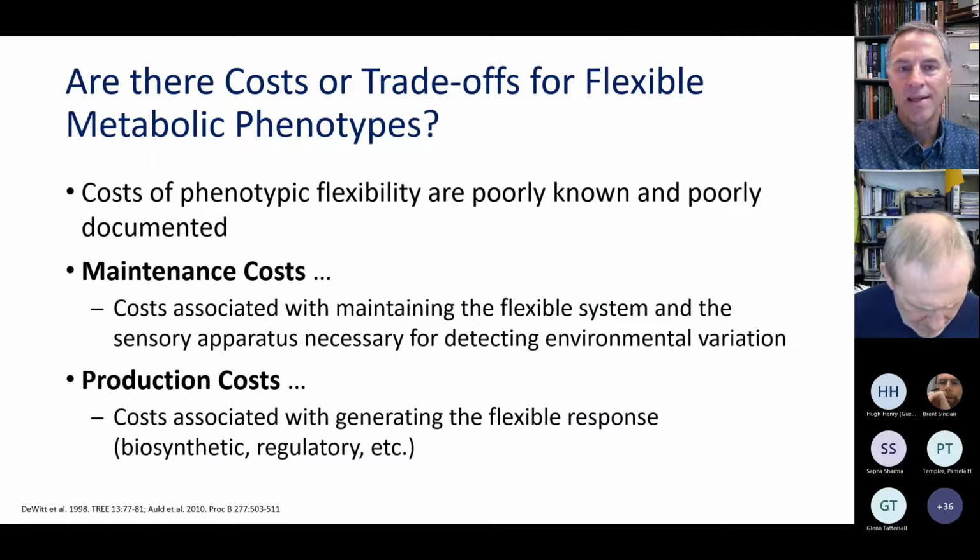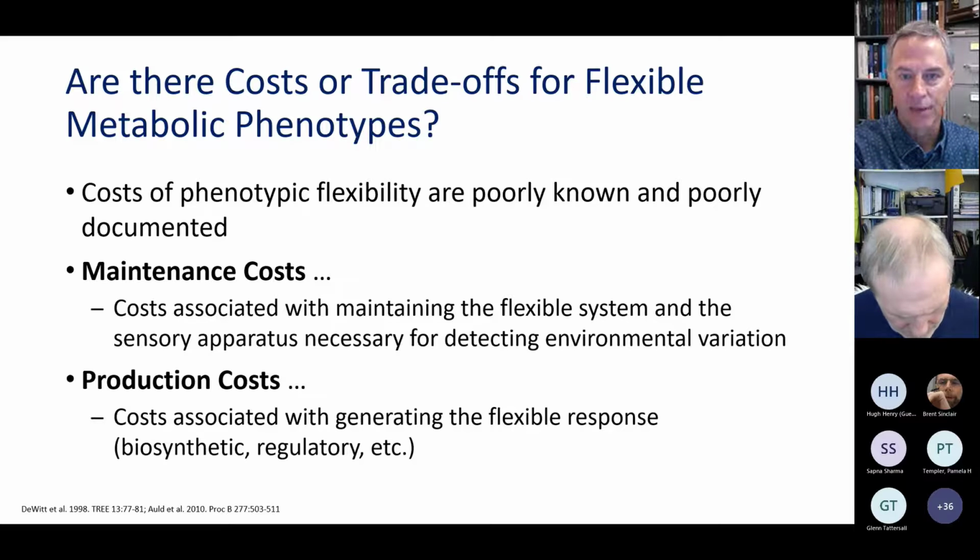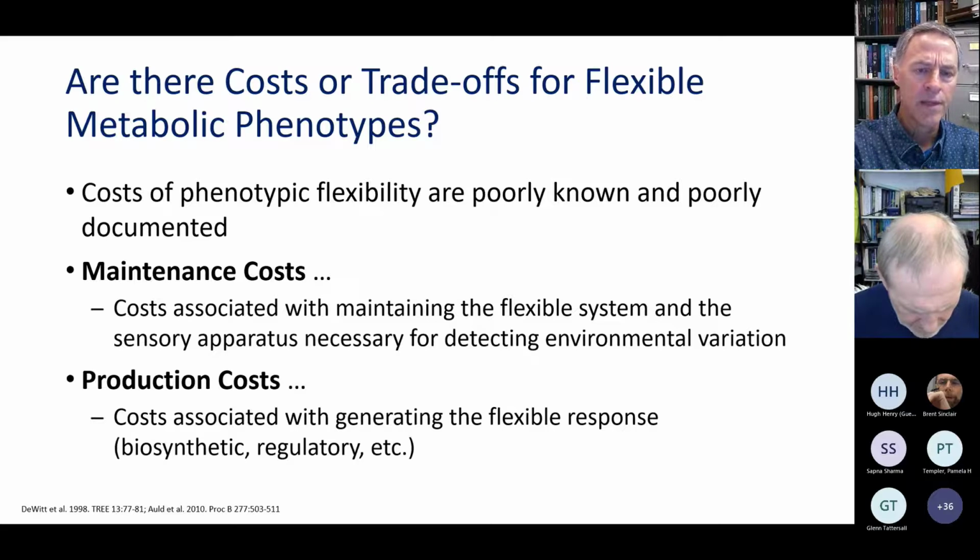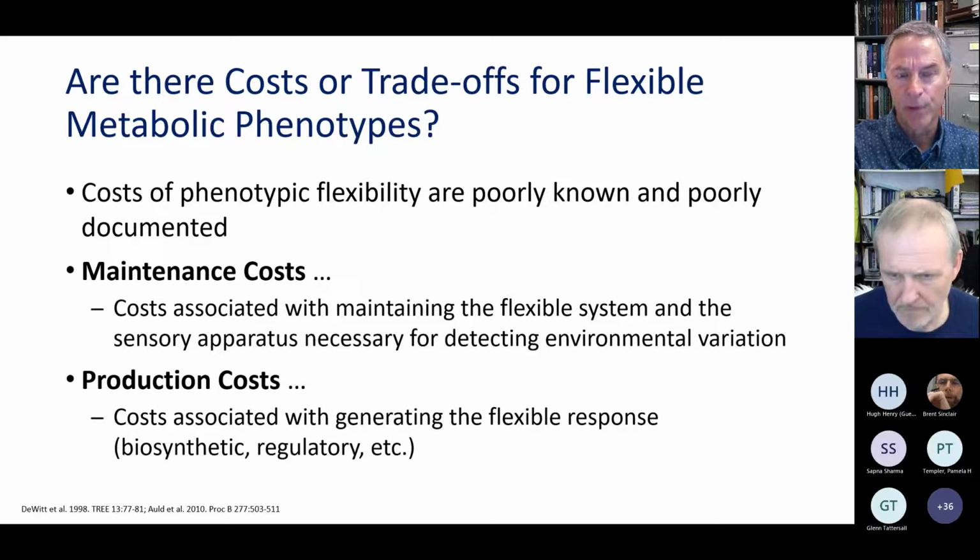Now, one of the questions that hasn't been well addressed for birds, and actually for a lot of other organisms as well, is about cost and trade-offs of these flexible phenotypes. Why don't all birds just show as much flexibility as you can? And the thinking is that there might be costs or trade-offs that are related to that. And some of the costs that have been proposed include maintenance costs, which are costs associated with maintaining the capacity for flexibility. And so this is an environment-independent cost that you're going to pay all the time to have a flexible system.